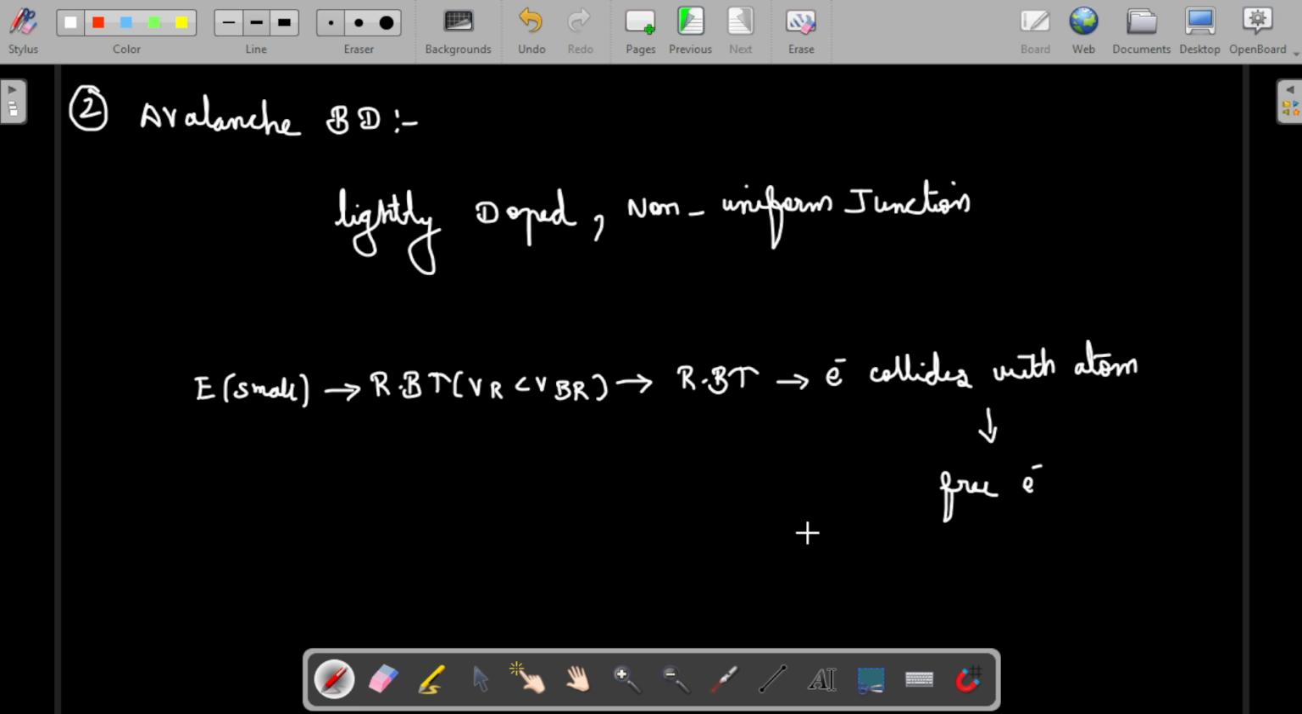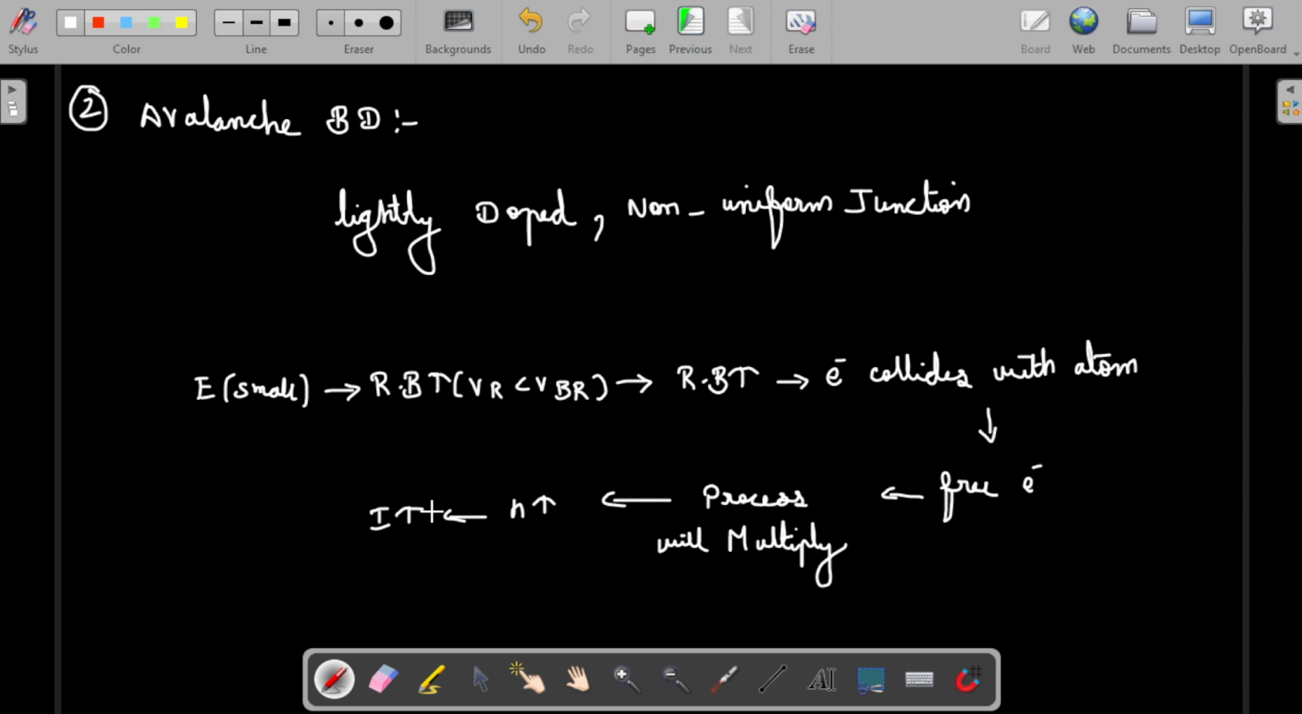Because of this, a free electron will kick out another free electron, and this process will multiply. So more secondary free electrons will be formed, and the process will multiply. Hence n will increase further, and because of that, I will also increase. So this is normal avalanche breakdown, not like the Zener diode, which is heavily doped. Here it is the lightly doped breakdown condition.